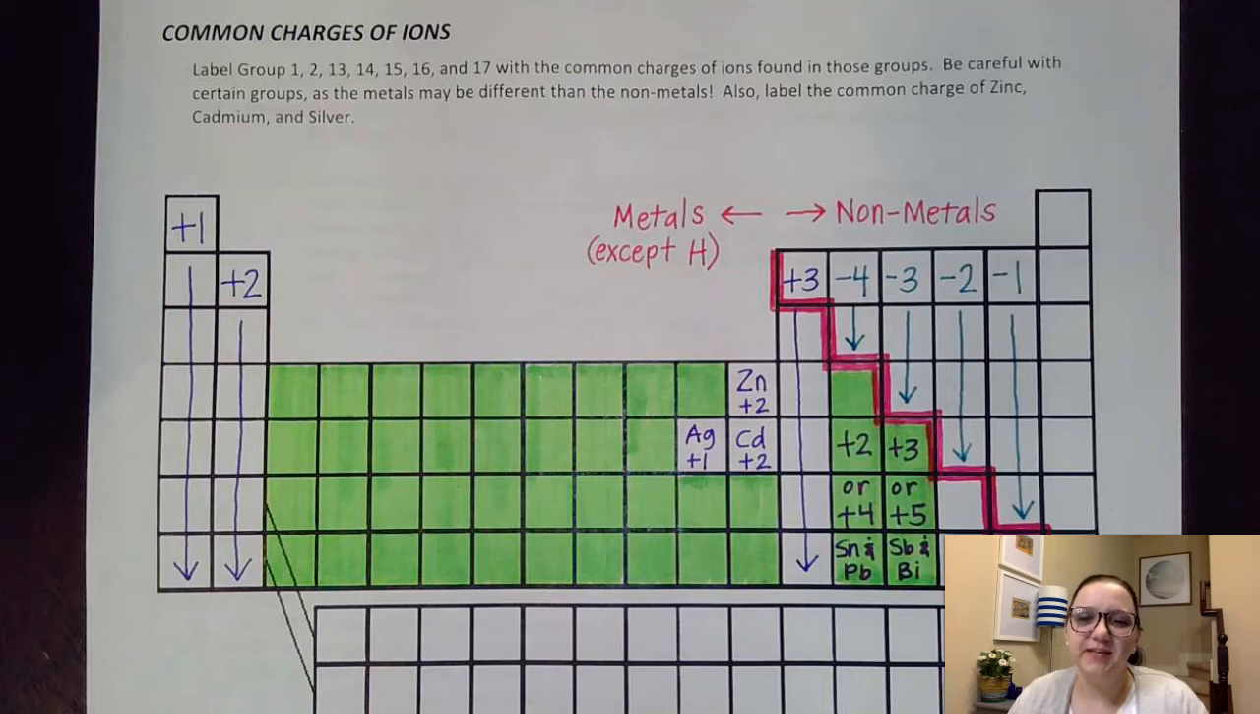Hey guys, Miss Marusik here, and in this video, I'm going to be reviewing common charges of ions, as well as looking at naming and formula writing for compounds.